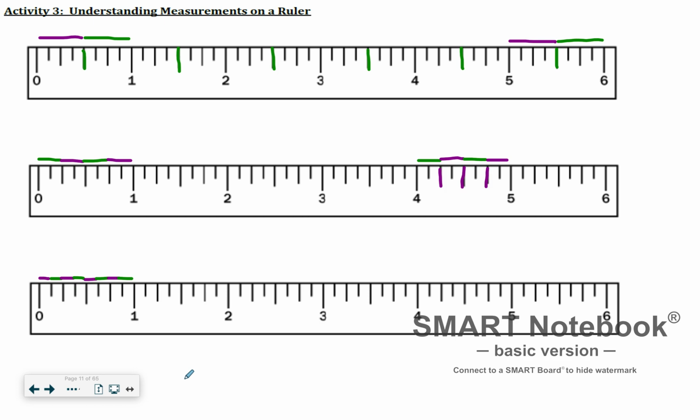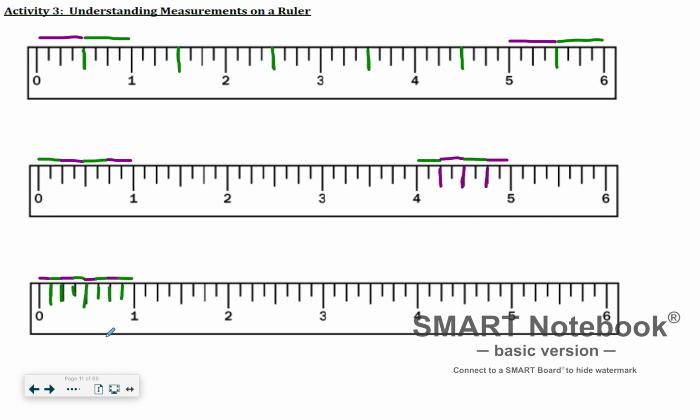So let me do a quick review. The top ruler shows 1/2 inches. The second ruler shows 1/4 inches. And the bottom ruler shows 1/8. So this line is 1/8, 2/8, 3/8, 4/8, 5/8, 6/8, 7/8. All right, you just count by 8ths.